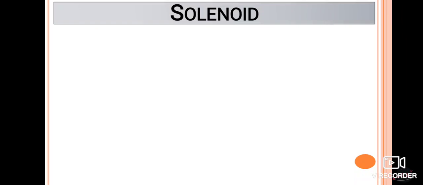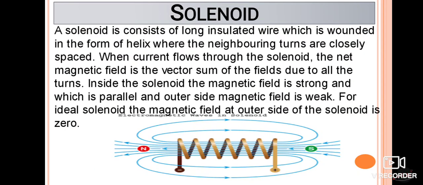Next, we will discuss one more concept, that is a solenoid. A solenoid consists of a long insulated wire which is wound in the form of a helix, where the neighboring turns are very closely spaced with each other. When a current flows through the solenoid, the net magnetic field is given by the vector sum of the fields due to all the turns. Inside the solenoid, the magnetic field is very strong and parallel, and outside it is almost 0.